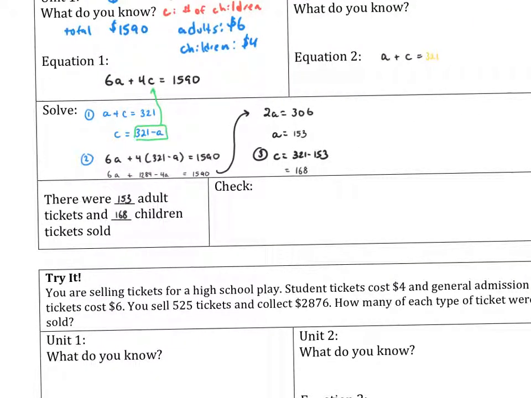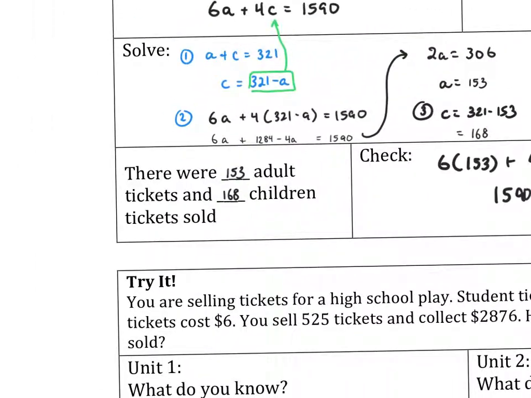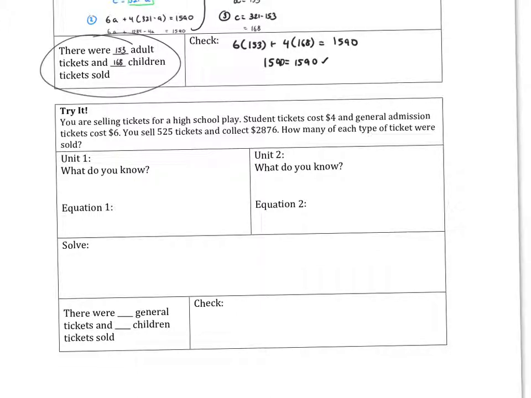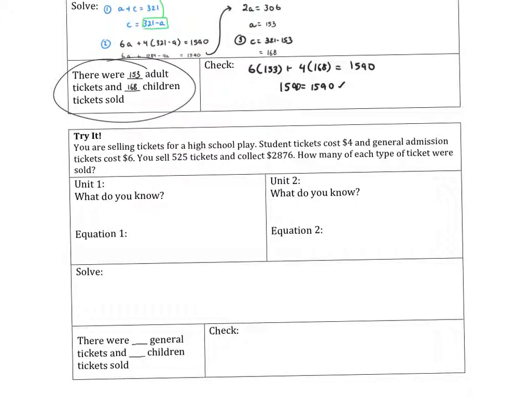Now the check, all we have to do is check the price on things. So 6 times the adults plus $4 times the number of children should be $1,590. So let's plug that into our calculator. And in the end, I get 1590 equals 1590, so it does confirm. So let's commit to 153 adults and 168 children. Now it's your turn to attack, kill, destroy for the school play. Ready, set, go.